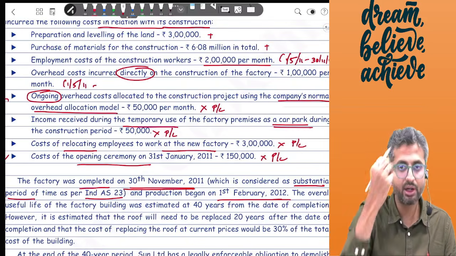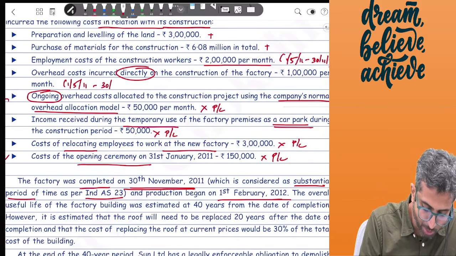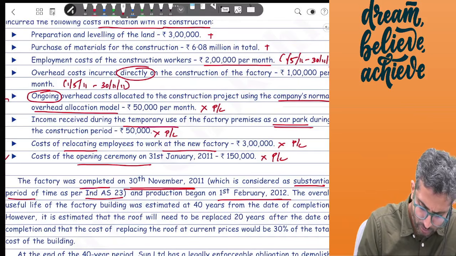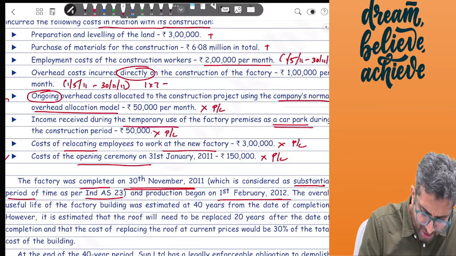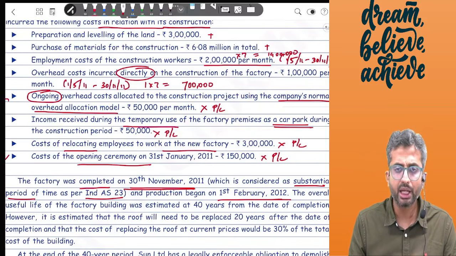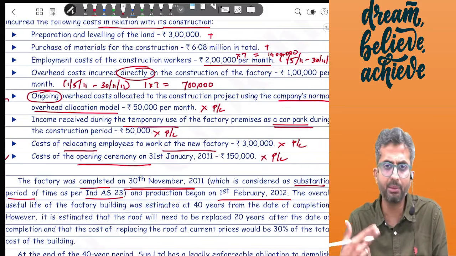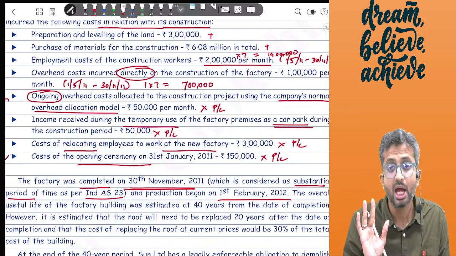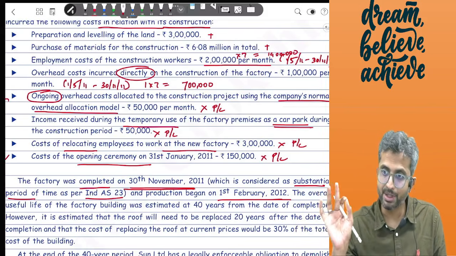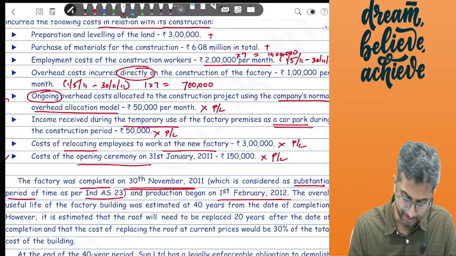So for us the relevant period would be a 7-month period up to 30th November 11, and hence 1 lakh into 7, that is equal to 7 lakhs, will be added on account of overheads, and 2 lakhs into 7, that is equal to 14 lakhs, will be added on account of labor cost. Again, till 30th November 11, any borrowing cost can be capitalized. Beyond that, it will be taken to P&L. Depreciation will start from 30th November. The date when it is ready for use is what is more relevant.